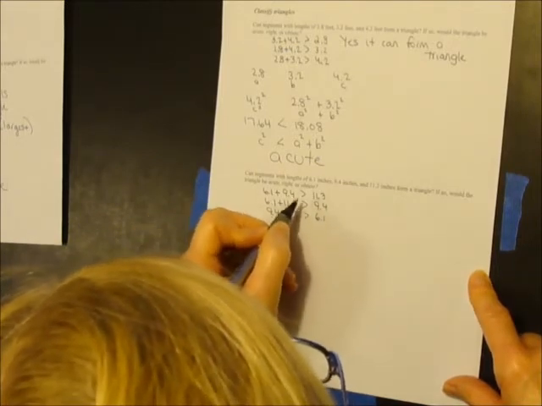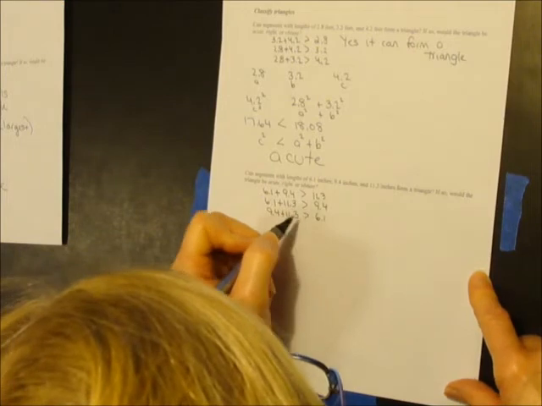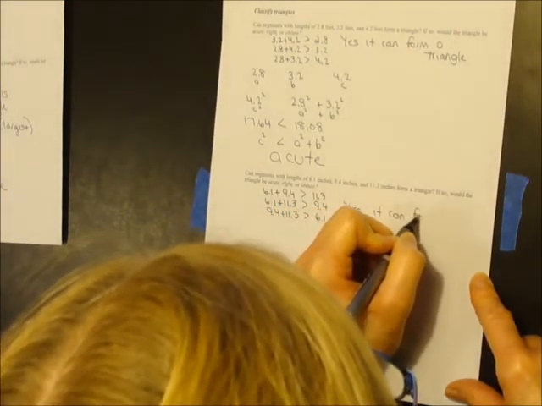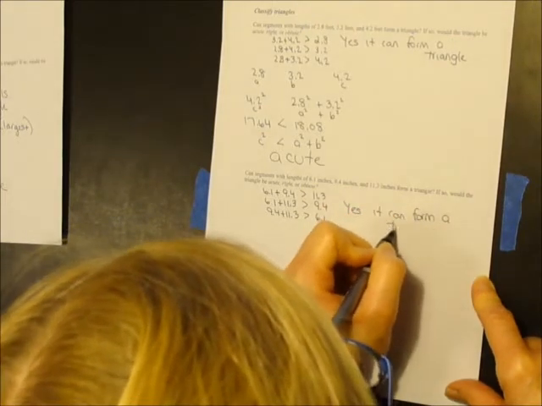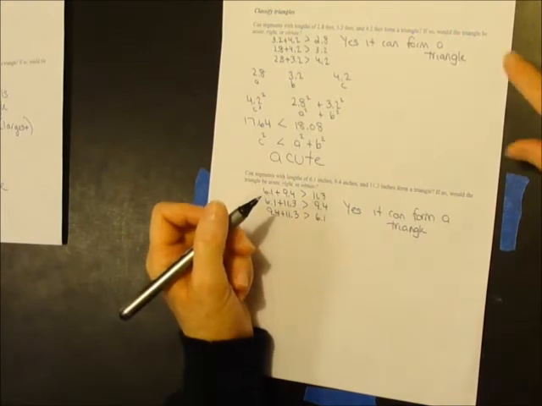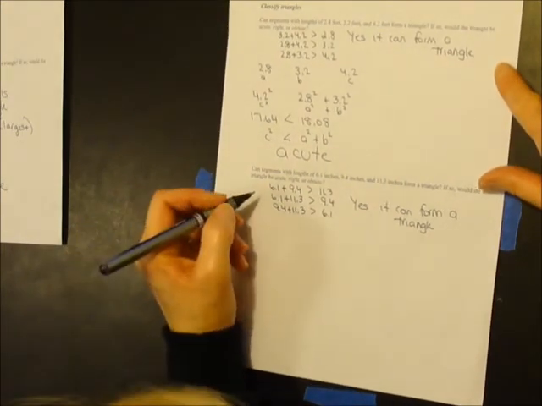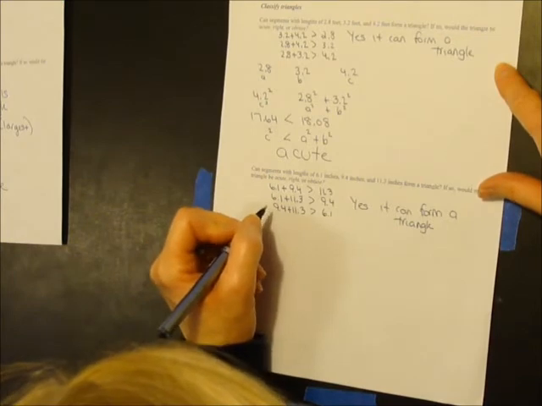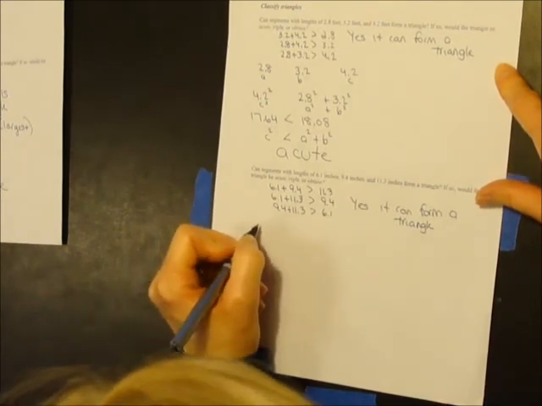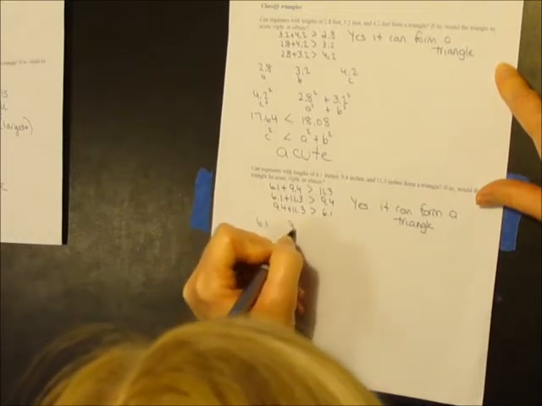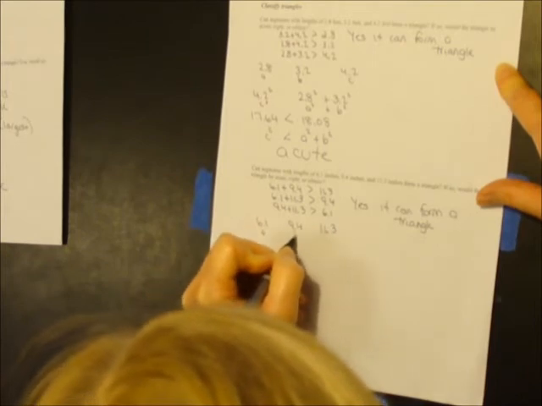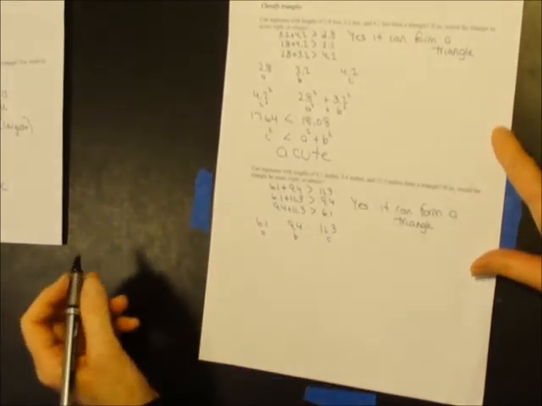Remember, it is only a triangle if all three of these are greater than. Okay, so yes, it can form a triangle. Now remember, if any of these had come out to be less than or equal to, you'd stop here because you do not have a triangle. Okay, then we're going to take our A, B, and C again. So we have 6.1, 9.4, and 11.3. And again, A and B don't matter, and C is the one that we're concerned with.